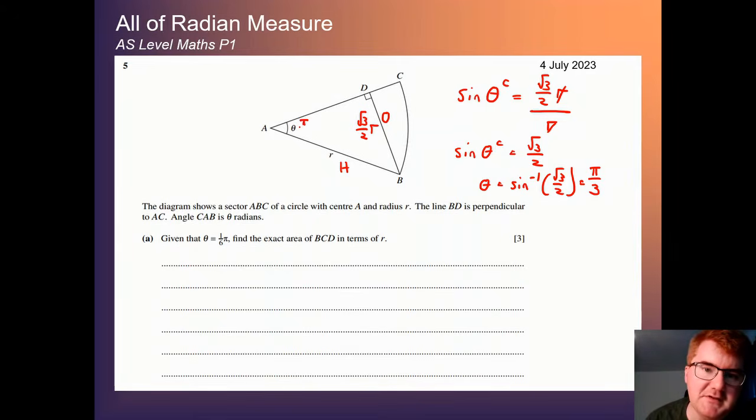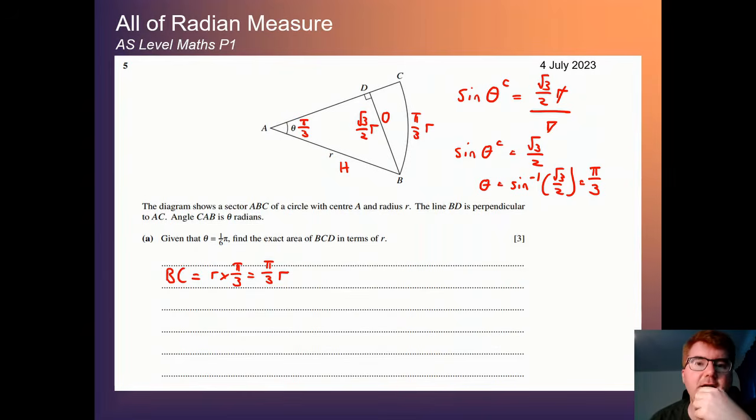So we've got this now as pi over 3. So now we just can work out each of the different lengths here. We've already got BD, but to work out BC, that's just the arc of the sector. So this is r times theta. It's going to be r times pi over 3, which is pi over 3r. So we now know what that is. This is why radians are so powerful.